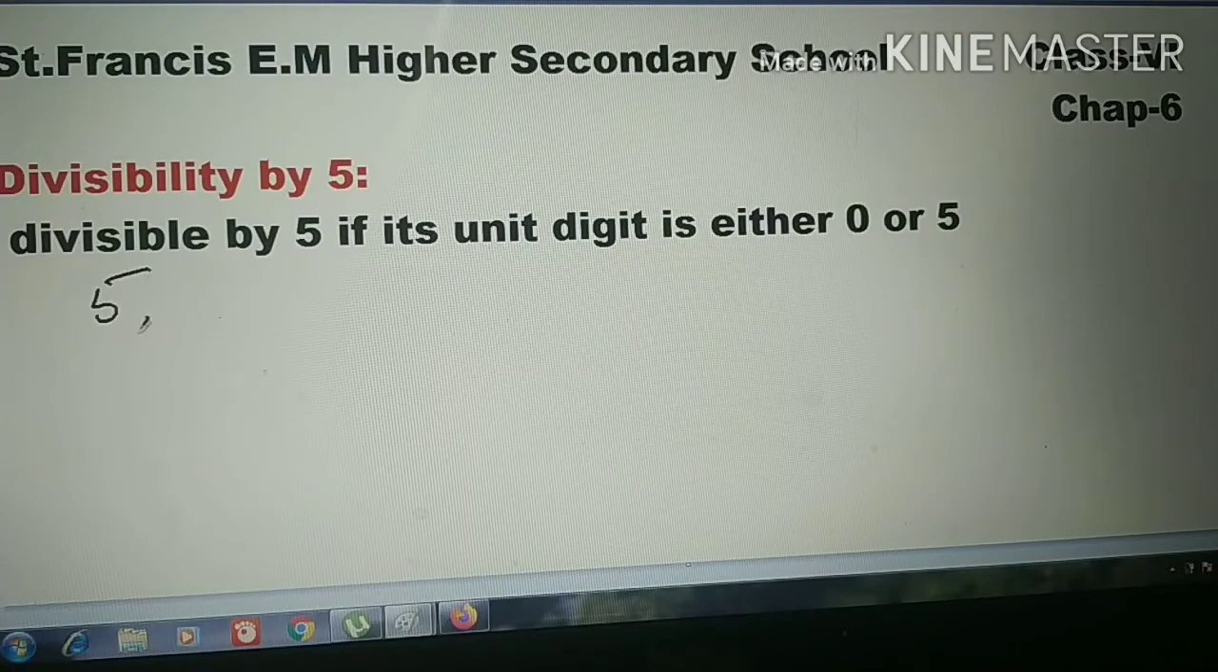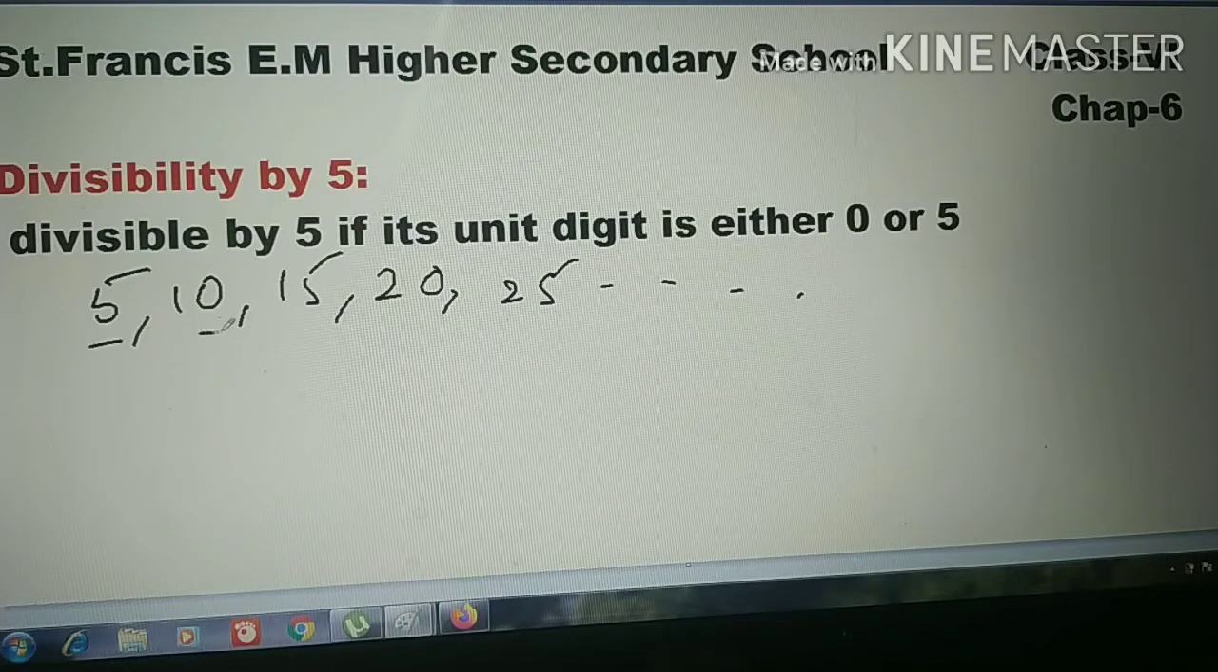All the multiples of 5 are 5, 10, 15, 20, 25 and so on. All these are multiples of 5. If you observe each and every multiple of 5, you get either 0 or 5. Right? 5, 0, 5, 0, 5, 0. That means either 0 or 5 you are getting in each and every multiple of the 5 table. Right?